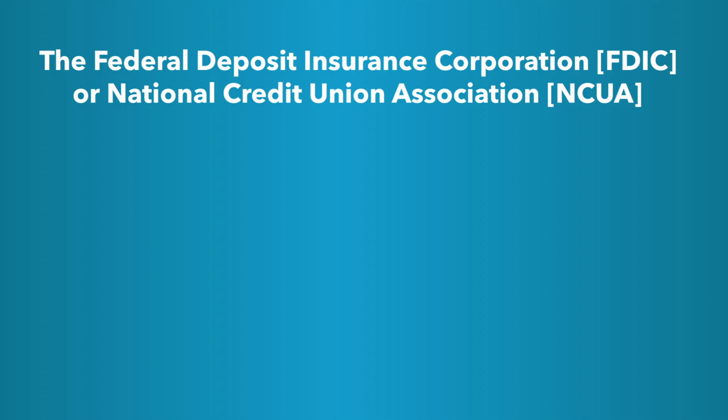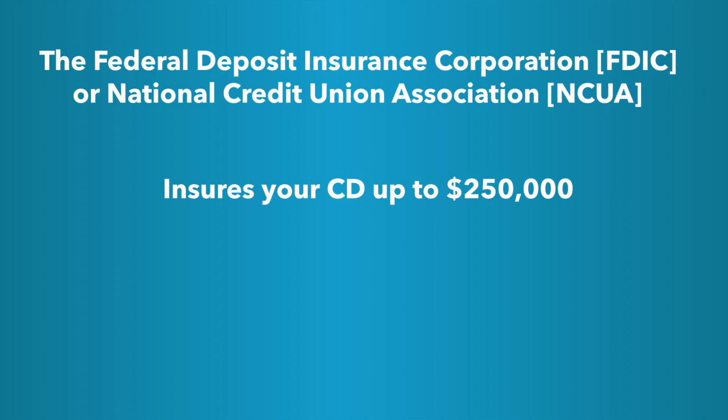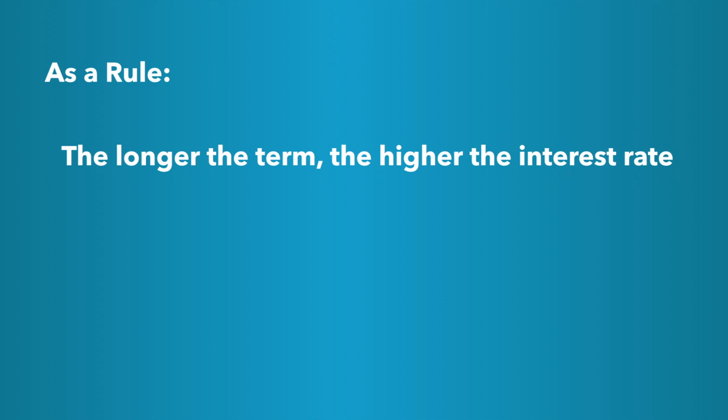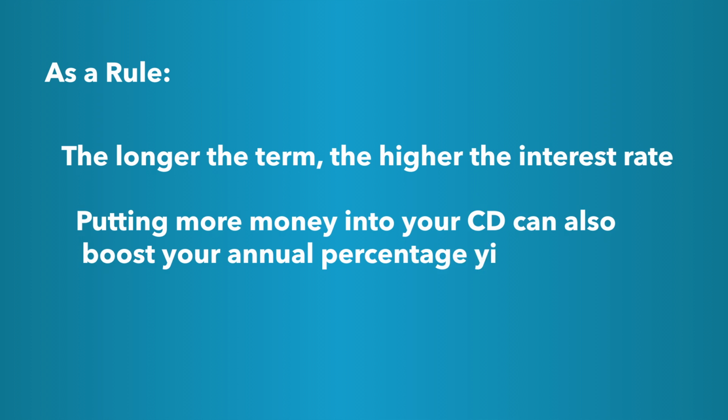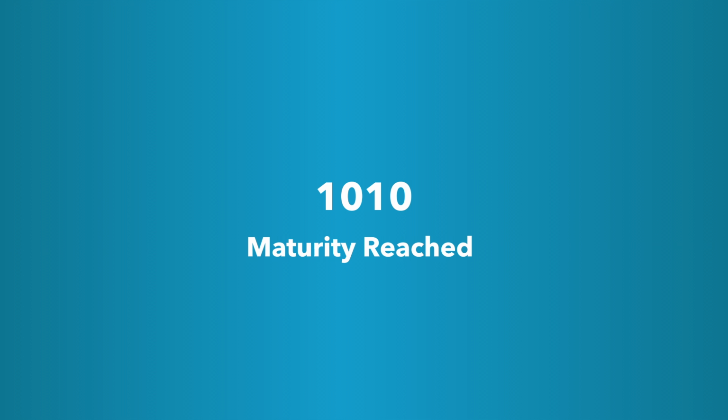The Federal Deposit Insurance Corporation, or National Credit Union Association, insures your CD up to $250,000, just as with any deposit account. So the only risk that you have is the penalty you'll have to pay if you withdraw the money before the CD term is up. As a rule, the longer the term, the higher the interest rate. Putting more money into your CD can also boost your annual percentage yield, which is the effective return on your deposit that comes from compounding the interest over the course of a year. You'll earn interest on the deposit until it matures, at which point you can collect the full amount.